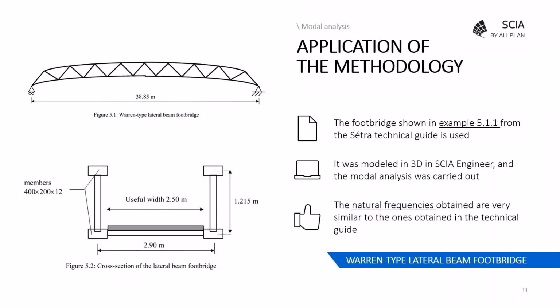It's example 5.1.1, which corresponds to a Warren type lateral beam footbridge. Here we have a footbridge of 38.85 meters with a width of 2.9, but a really useful width of 2.5 meters. So this bridge was modeled in 3D in SCIA Engineer, and the modal analysis was carried out. We'll have a look at it in just a second in SCIA Engineer directly. And the natural frequencies which we calculated are very similar to the ones calculated in the guideline.